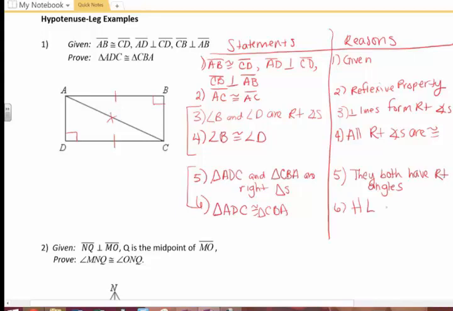by HL congruence. So what I want you to get out of that is when you see perpendicularity, that yields 2 separate statements and reasons. Perpendicularity leads you to right angles that are therefore congruent. When you see hypotenuse leg, that leads to 2 statements and reasons because hypotenuse leg requires that you previously state that you have right triangles. So that's how an HL proof works.